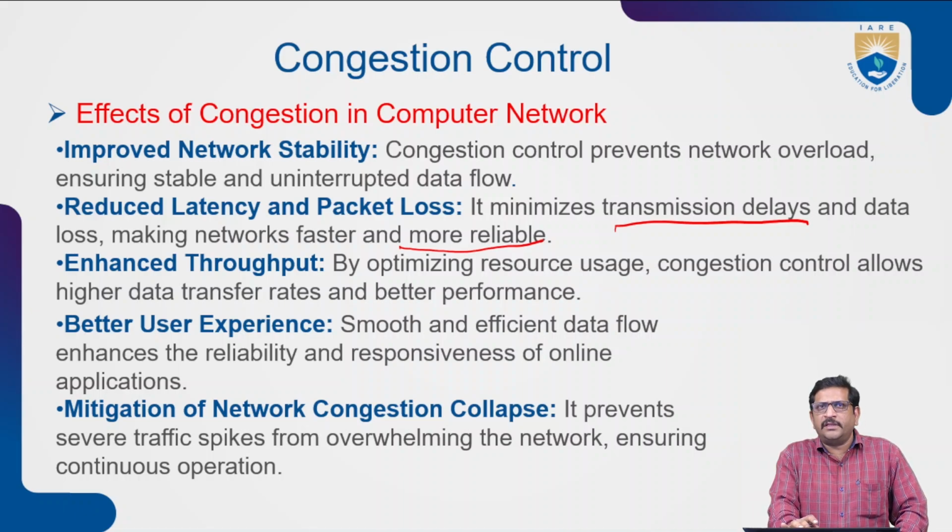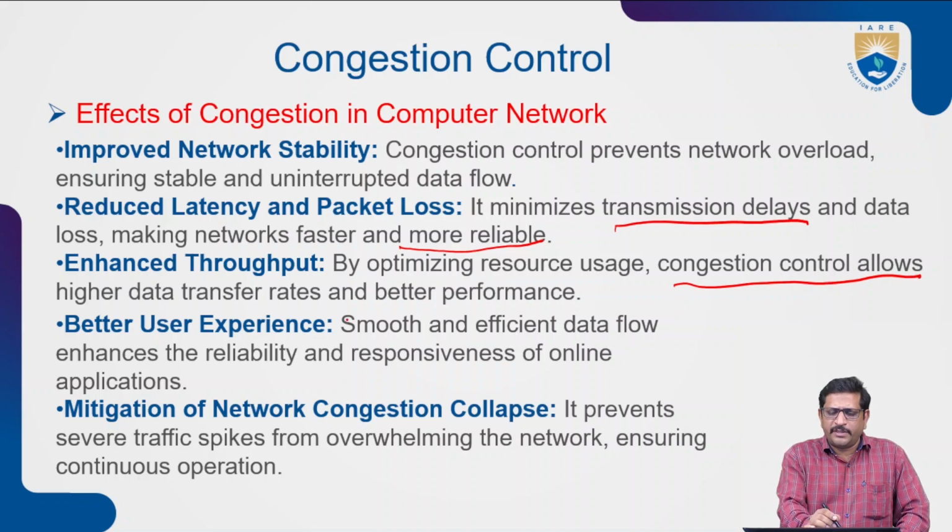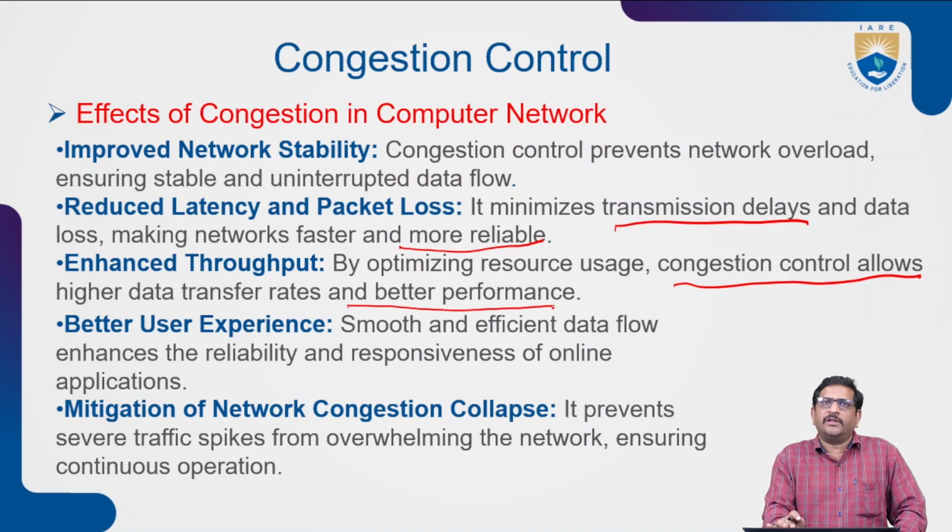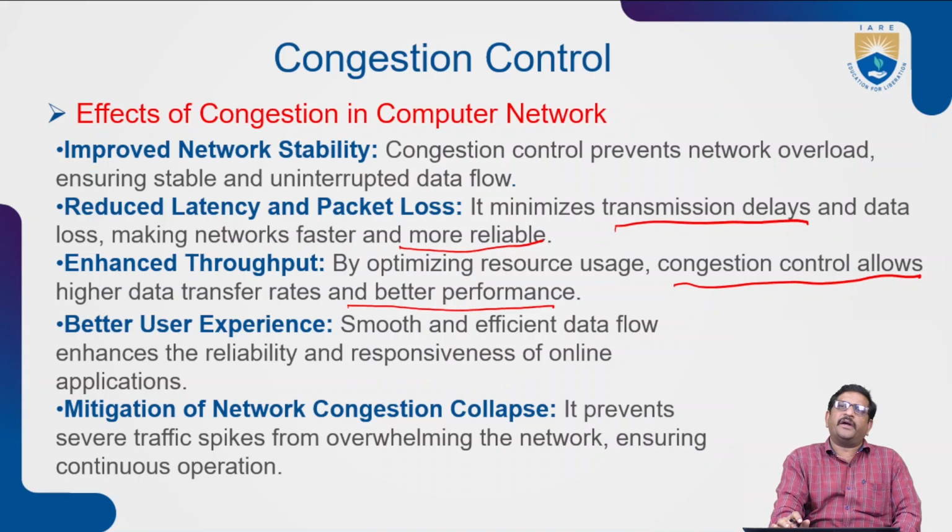Enhancing throughput means optimizing resource usage. Congestion control allows higher data transfer rates and better performance. Throughput means how many data packets are transmitted per second, and that number increases. The number of data packets that can be transmitted per second will increase.